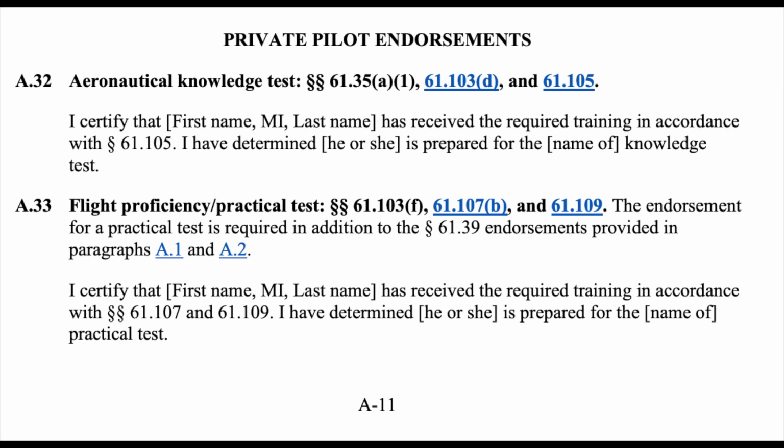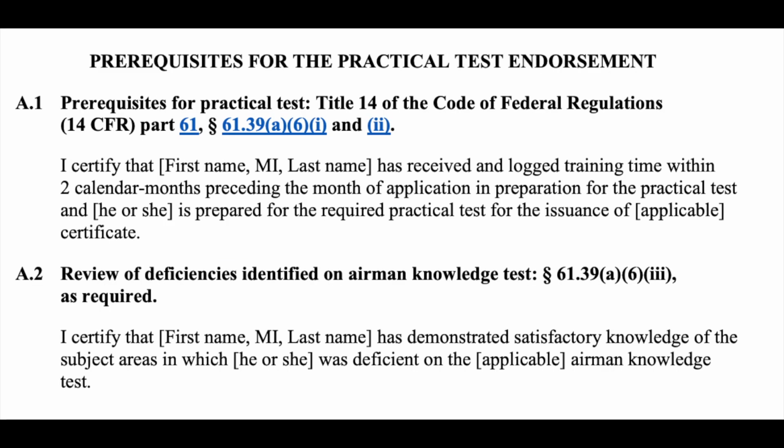For instance, if you look right here at the private pilot endorsements, at your Alpha 33 endorsement, if you didn't read that, you would not get that you actually had to include the Alpha 1 and Alpha 2 endorsements. Now, the Alpha 1 endorsement, of course, is given for any checkride. It doesn't matter. As long as there's a flight portion involved, the Alpha 1 is always part of the checkride.